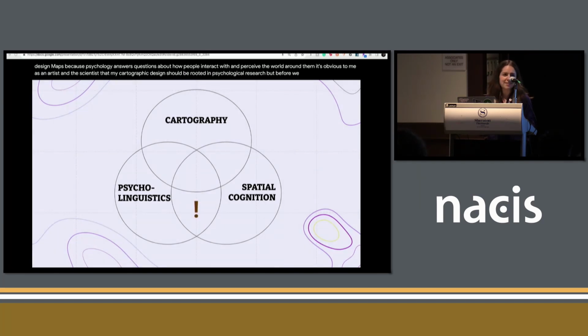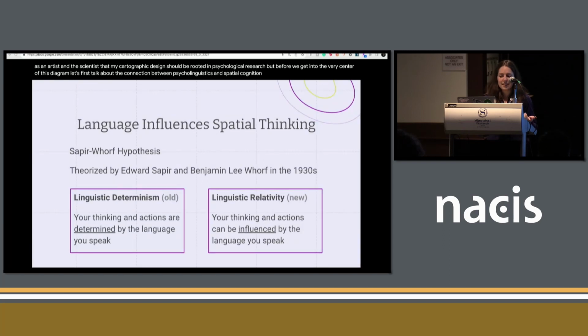But before we get into the very center of this diagram, let's first talk about the connection between psycholinguistics and spatial cognition. The basic idea here is that the language that we speak can influence the way that we think about spatial relationships, and therefore the way that we read, understand, and use maps.